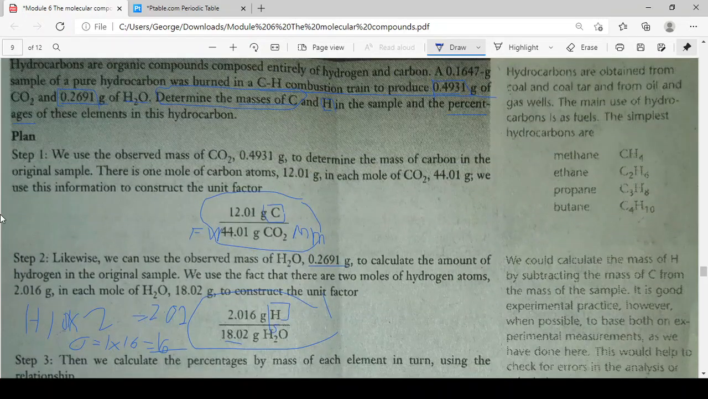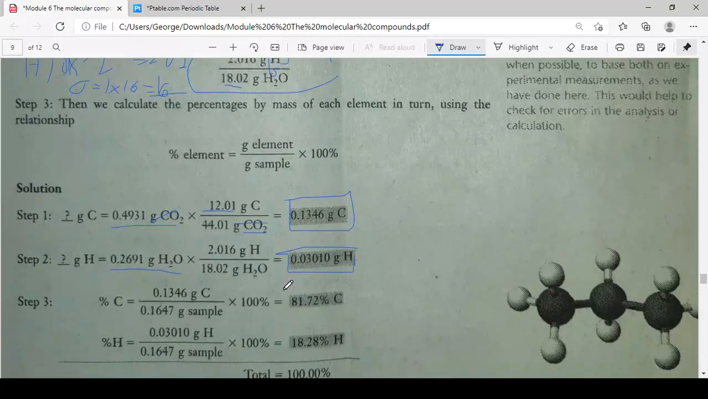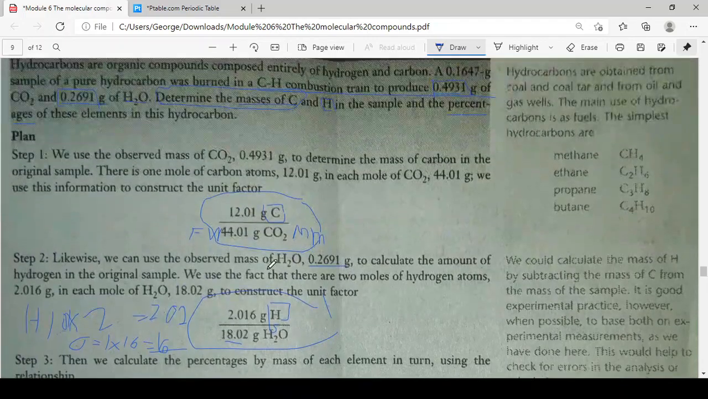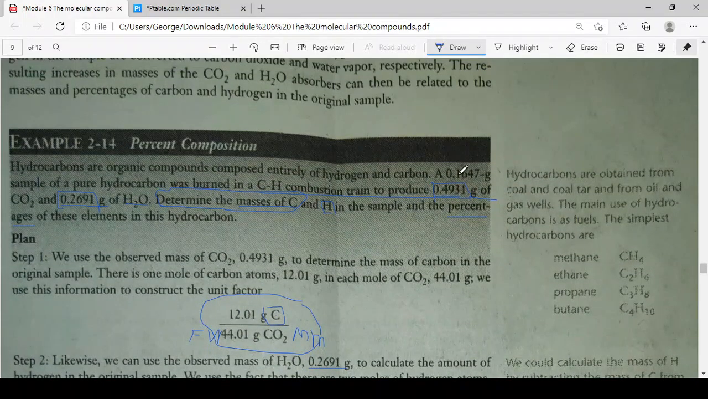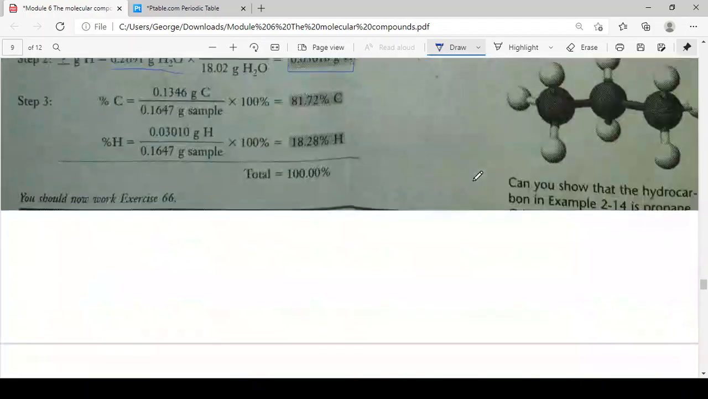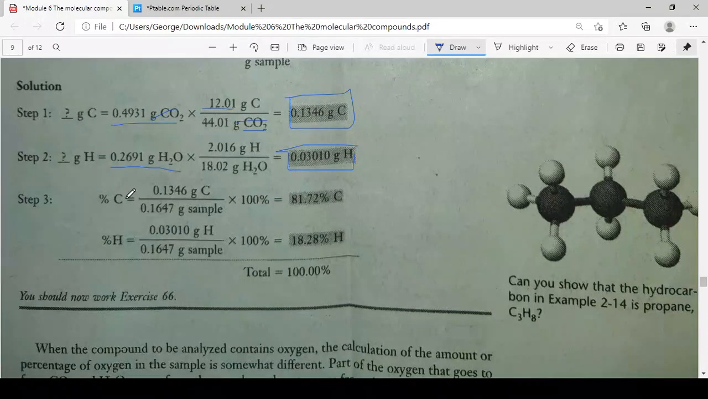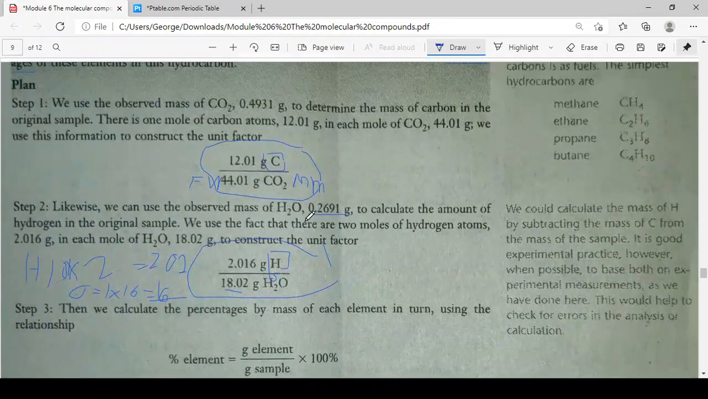Now that we have finished your step 1 and step 2, meaning we have gained the mass of your carbon and your hydrogen, we now divide it by 0.1647 grams of your sample of pure hydrocarbon, which was burned in carbon-hydrogen combustion. 0.1647 is what you have below, kids.